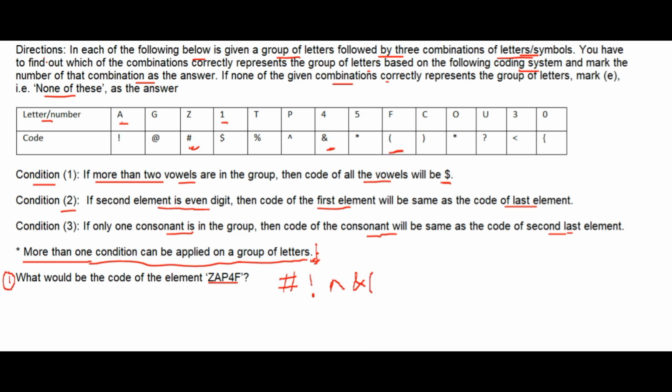Now come to the conditions. The first says if more than two vowels. Here, more than two vowels? No, only one vowel is given, that is A. So condition 1 will not apply. Now come to condition 2: if the second element is an even digit. Tell me, is the second element an even digit? No, the second element is a vowel. So condition 2 will not apply. Now come to condition 3.